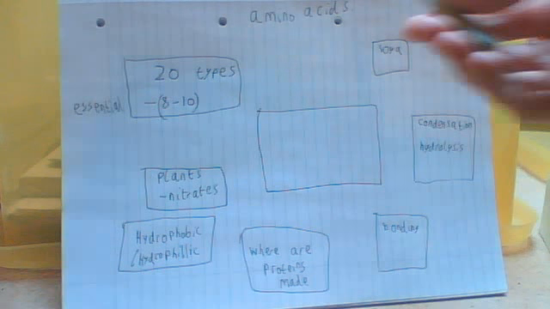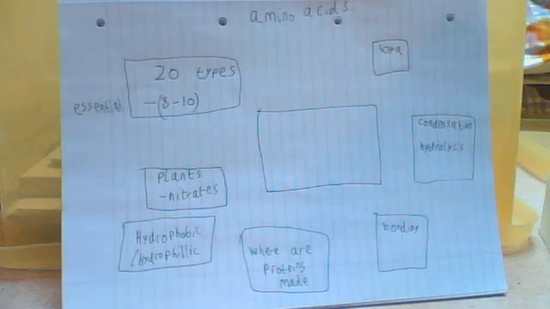Because I've said this is about amino acids. Well, amino acids are the monomers of proteins, which basically means they're the subunits that build up proteins. So whereabouts are these proteins actually made from these amino acids? They're made in the ribosomes of a cell.